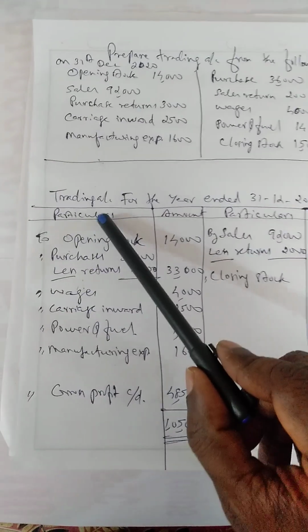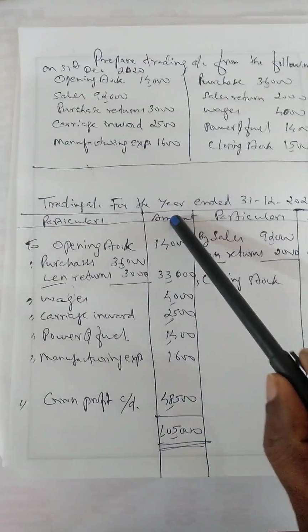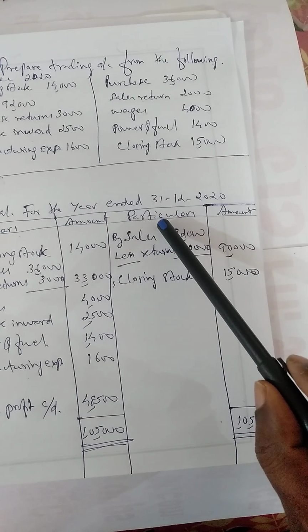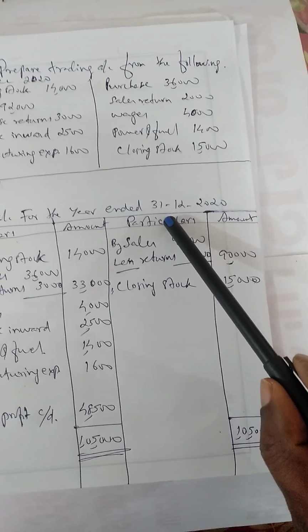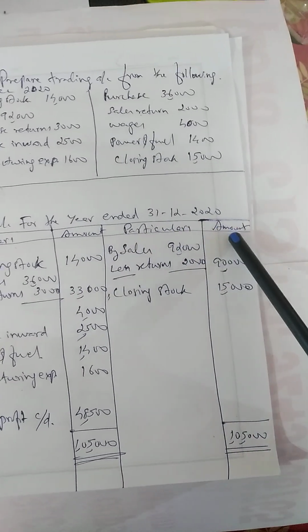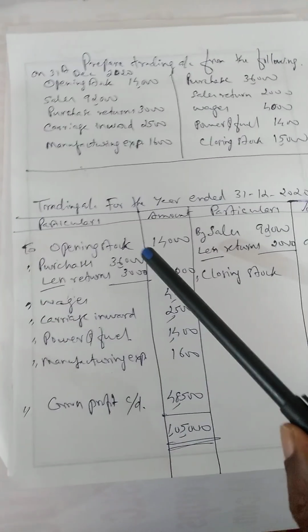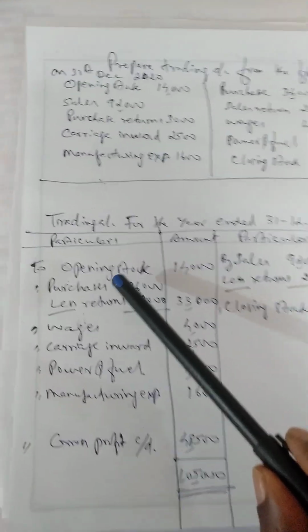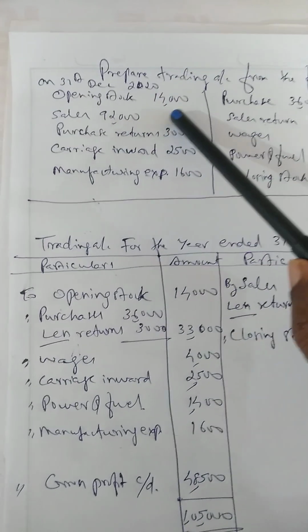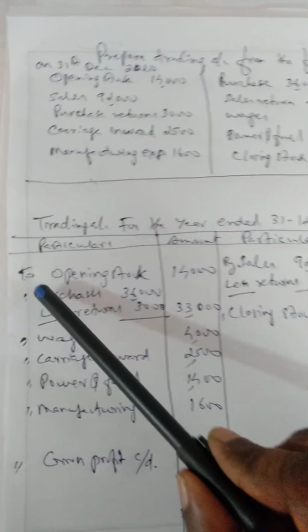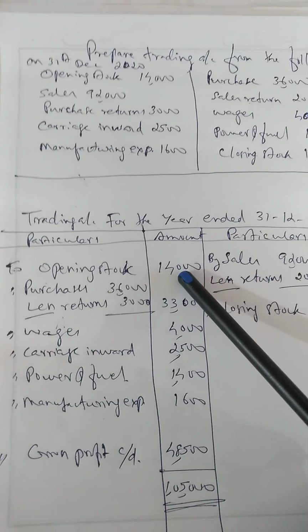The debit side consists of two columns, a particulars column and amount column. The credit side also has two columns, particulars and amount column. Okay. Now the first item to show on the debit side should be opening stock. So opening stock is in the question, 14,000. To opening stock 14,000 is written here.